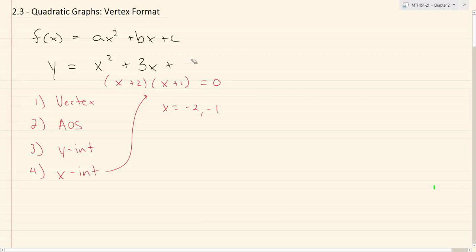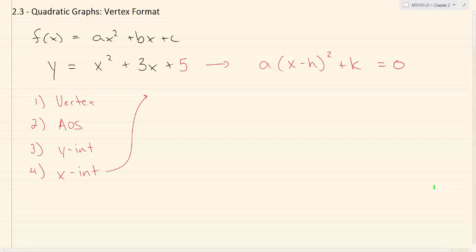We tweak the problem so that instead of a 2, maybe we put a 5 here. And then you're kind of like, uh-oh, I can't FOIL this. And we came up with an idea of rewriting this. And we said, well, if you could rewrite it in this format, a times (x minus h) squared plus k equals 0, then you could figure out what those x-intercepts are by solving for x.